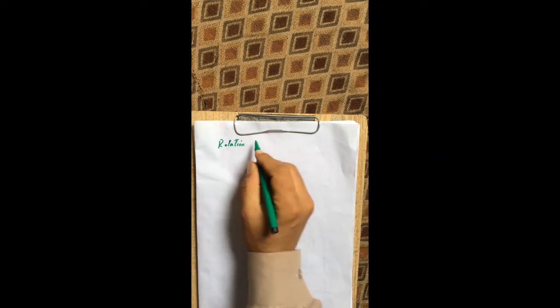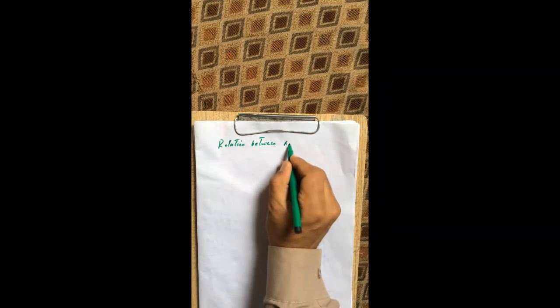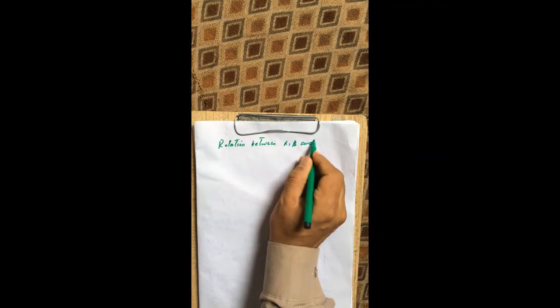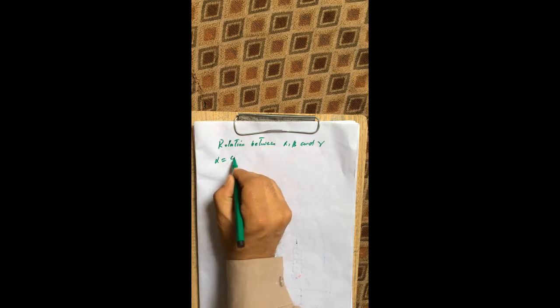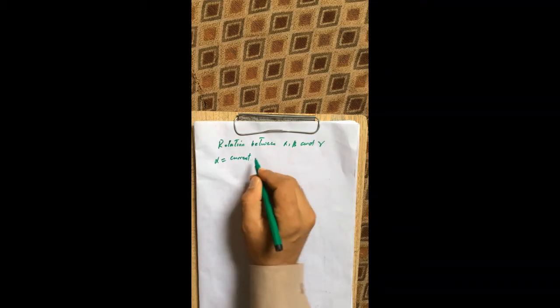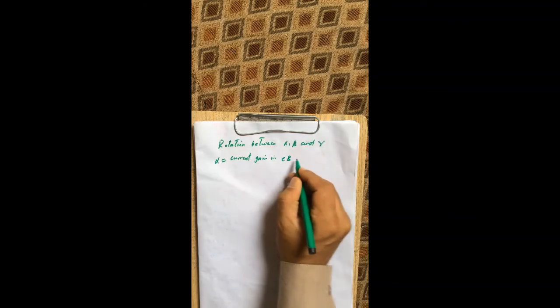Okay guys, our next topic is the relation between alpha, beta and gamma. Now what is alpha? Alpha is basically the amplification factor or current gain in common base configuration.